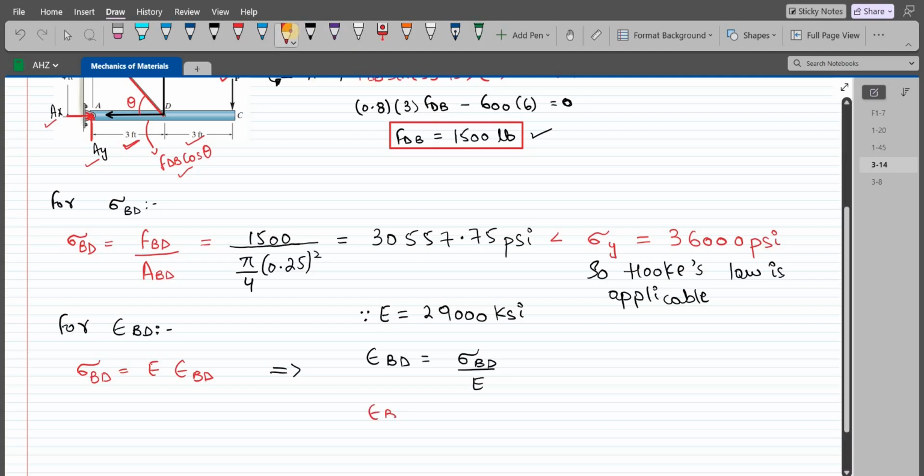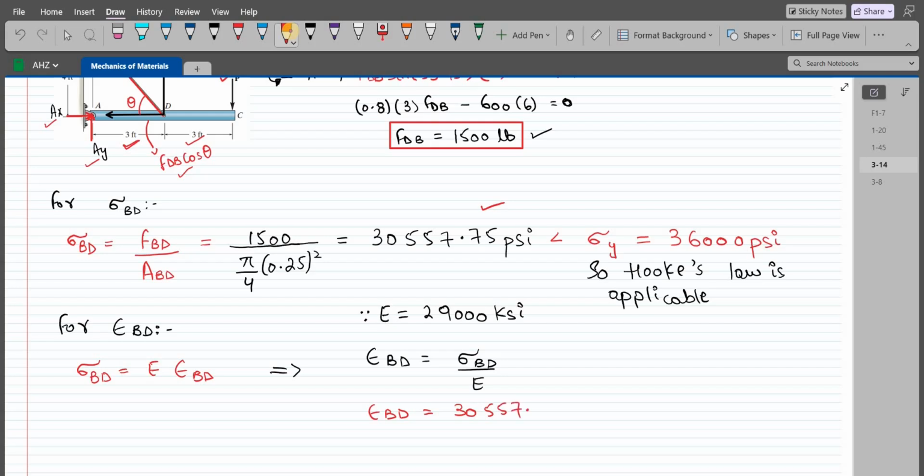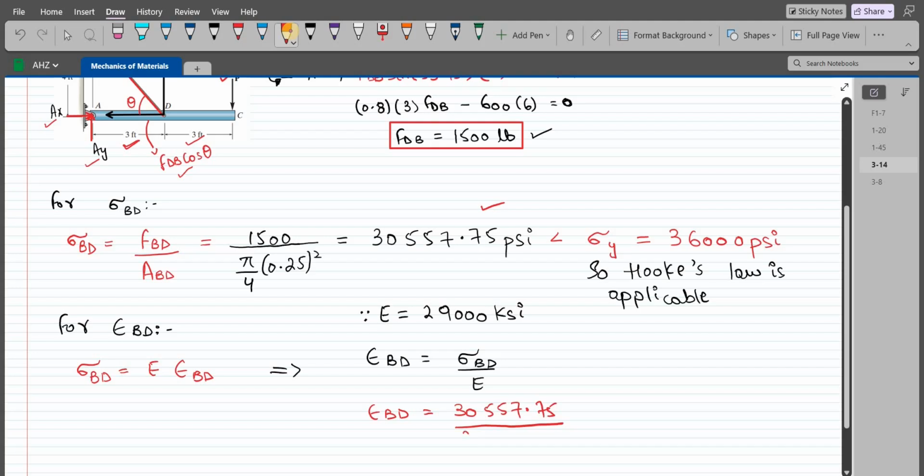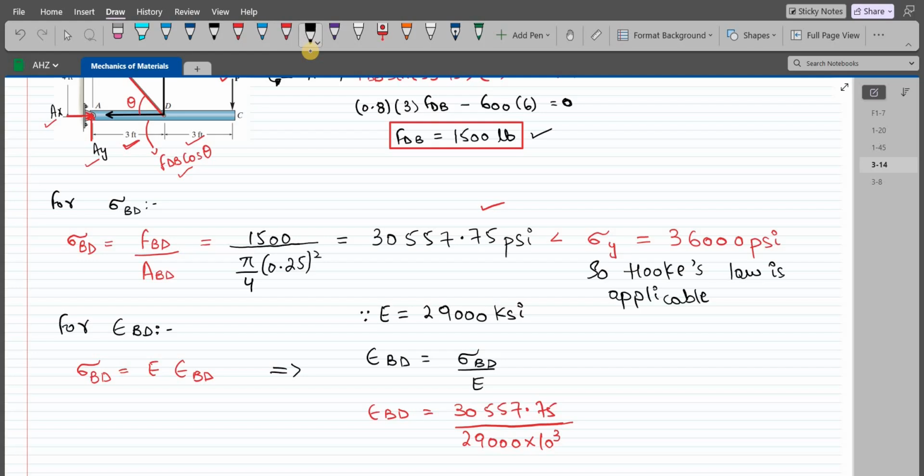Average normal strain is equal to sigma BD, which is 30,557.75, divided by the Young's modulus, which is 29,000 ksi. And since we have to convert it into psi, we have to multiply it by 1000, so exponent 3. So average normal strain comes out to be 1.054 times 10 to the negative 3 inch per inch. So this is our average normal strain.